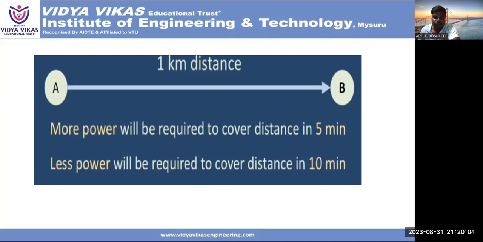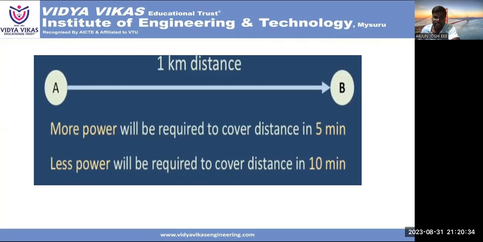Now I'm going to take one example. You can consider there is a 1 kilometer distance from point A to point B. Here more power will be required to cover the distance in 5 minutes. Time is very less, so I need to put more pressure or more power to complete that distance within 5 minutes. That means more power, less time.